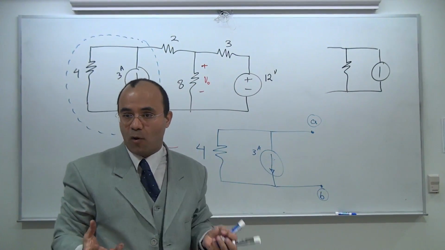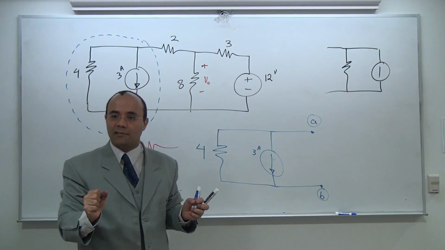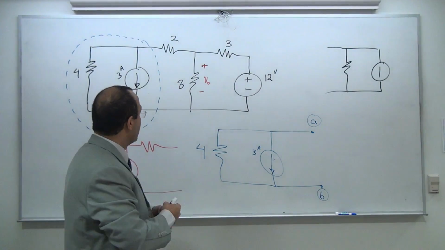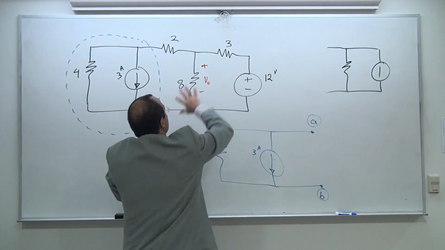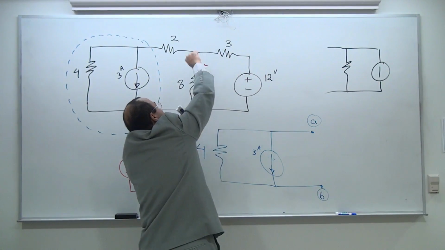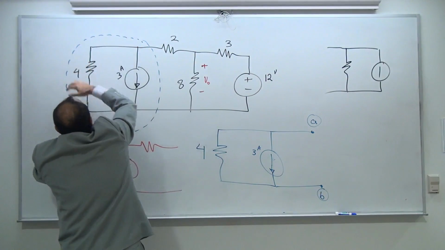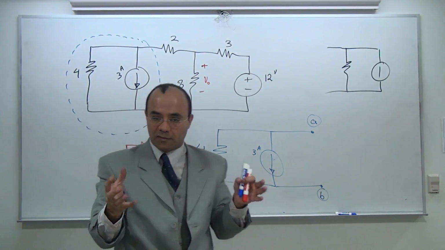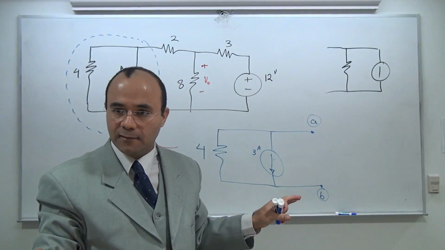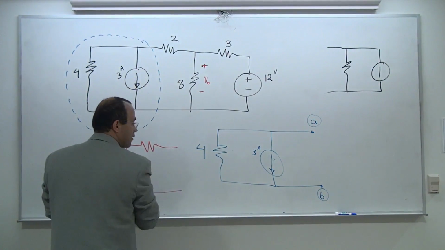I'm massaging the topology as long as it doesn't hurt. I'm massaging the topology. And all I'm trying to do is to find this voltage. I'm changing this topology, maintaining external behavior. If the external behaviors are the same, I'm allowed to change that. The internal is going to be different.